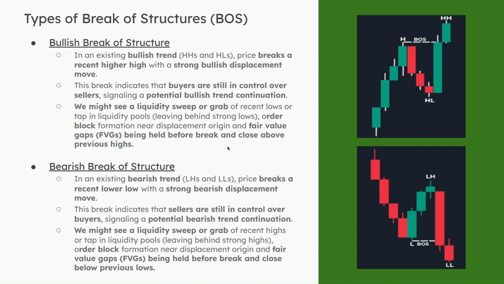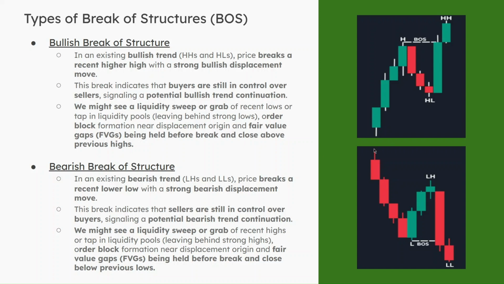Similarly, the bearish break of structure happens in an existing bearish trend which clearly has lower highs and lower lows, where price breaks a recent lower low with a strong bearish displacement move. This break indicates that sellers are still in control over buyers, signaling a potential bearish trend continuation. We might see a liquidity sweep or a grab of recent highs, or a tap into liquidity pools leaving behind strong highs. Order blocks being formed near displacement origin and fair value gaps being held before break and close below previous lows.